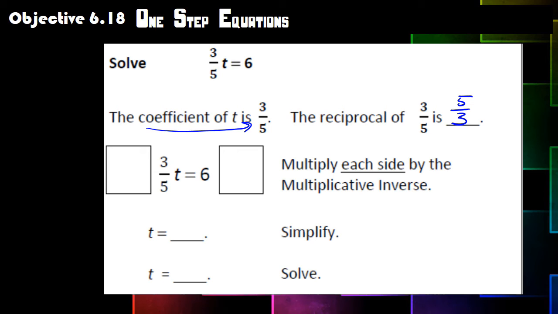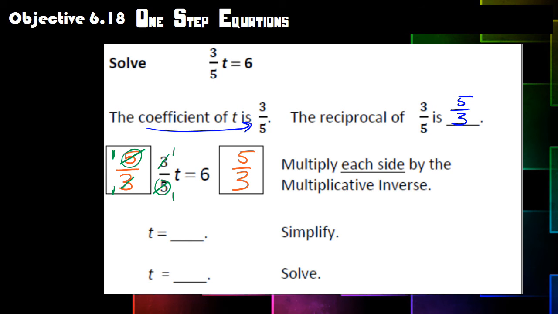So here's the way it's going to look. We're going to multiply each side by the multiplicative inverse. So let's multiply both sides by 5 over 3. What this does, let's focus on the left side of our equation first, is just get t by itself. And we've done that because when we cross simplify, if we focus on 5 and 5, we can cross simplify those to 1. And the 3 and the 3, they cross simplify to 1.